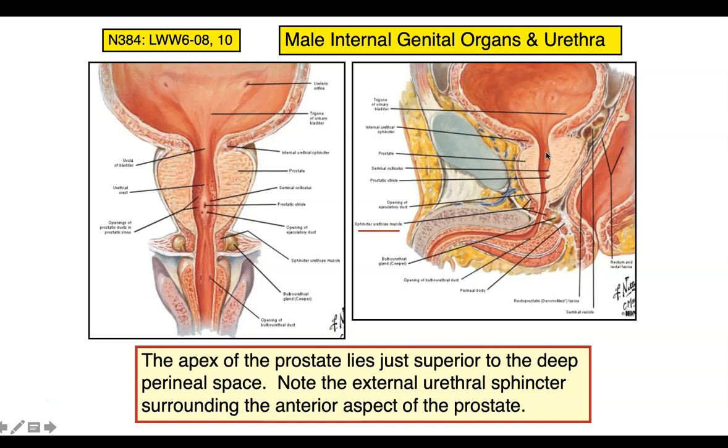So the male urethra begins at the internal urethral orifice, and the internal urethral orifice of the urinary bladder is surrounded by a muscle which we call the internal urethral sphincter muscle. The internal urethral sphincter muscle is not under voluntary control. It is supplied by the autonomic nerves.